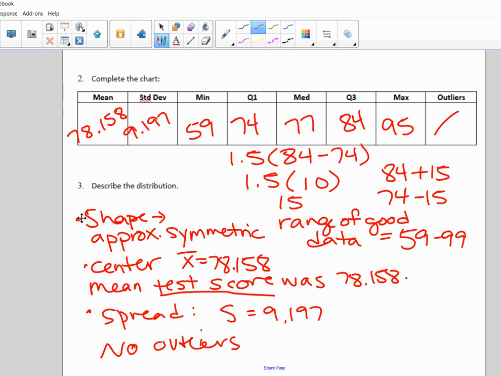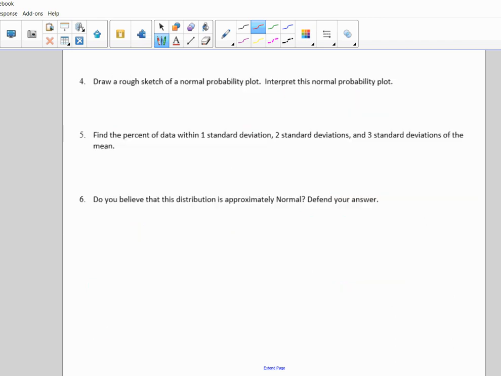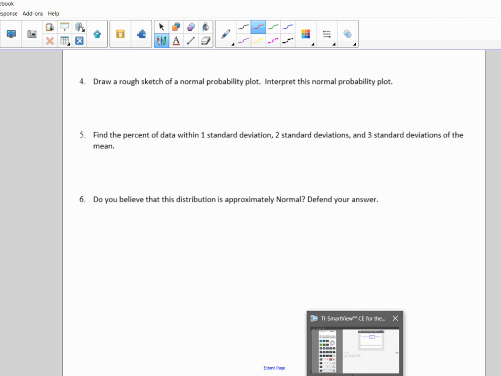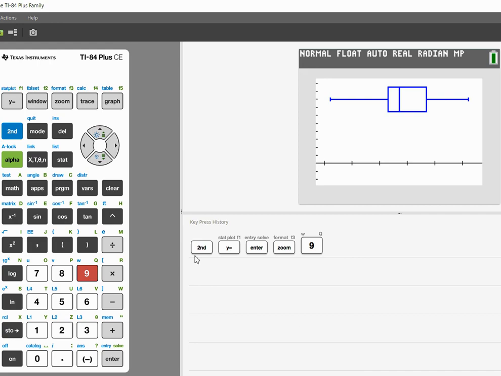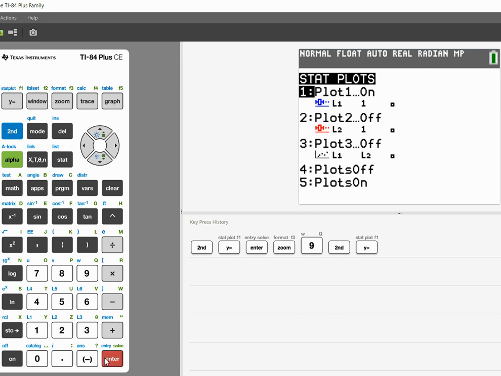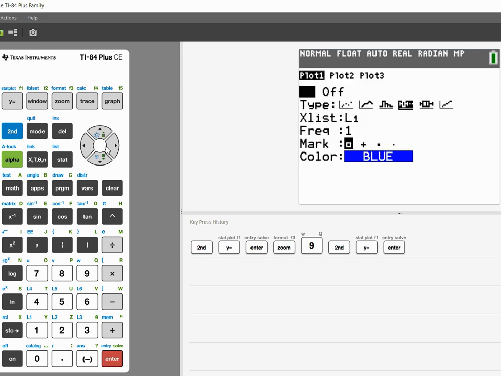Okay? All right, so now I've described the distribution. Now, we're going to take a minute and go back to the calculator and see how we create a normal probability plot. So if I go back to my calculator, and go to second stat plot, I'm in plot 1. This option all the way over on the far right side, that's your normal probability plot, okay?